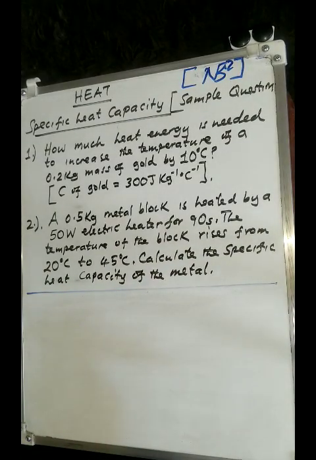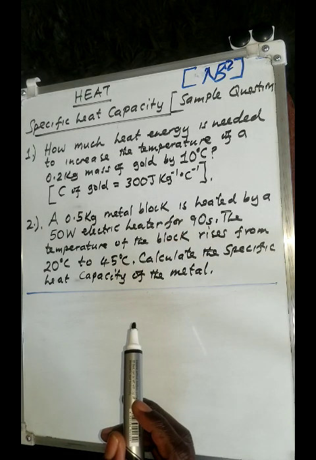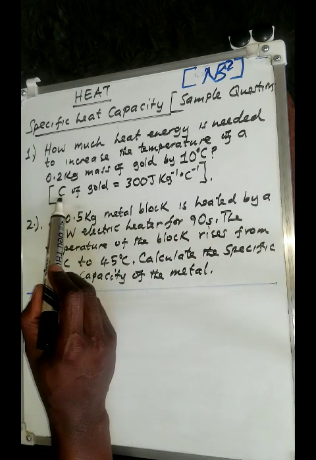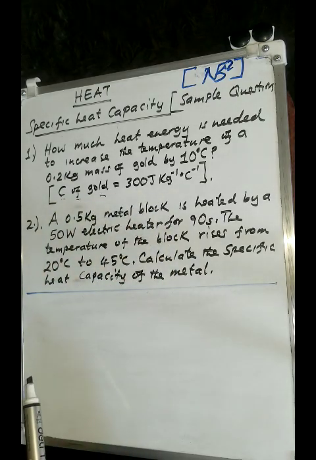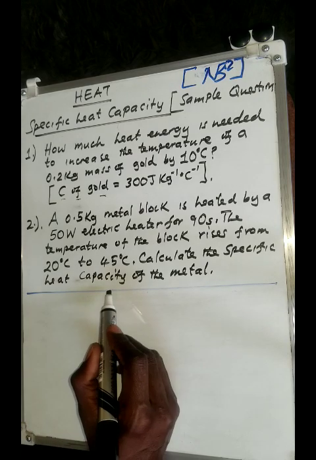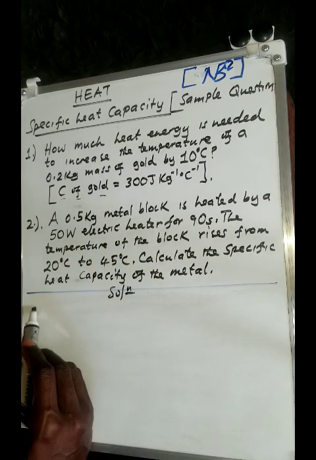It says how much heat energy is needed to increase the temperature of a 0.2 kg mass of gold by 10 degrees Celsius. And they tell you that the specific heat capacity of gold is simply 300. That is what they have given us. So what do we need to do in this case? Well, it is very simple. Let's look at the solution to this question number 1.